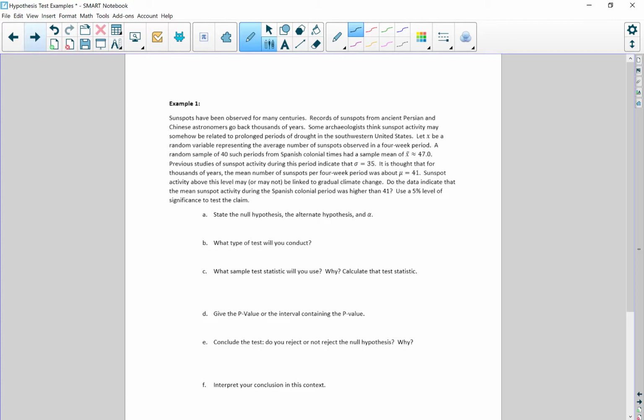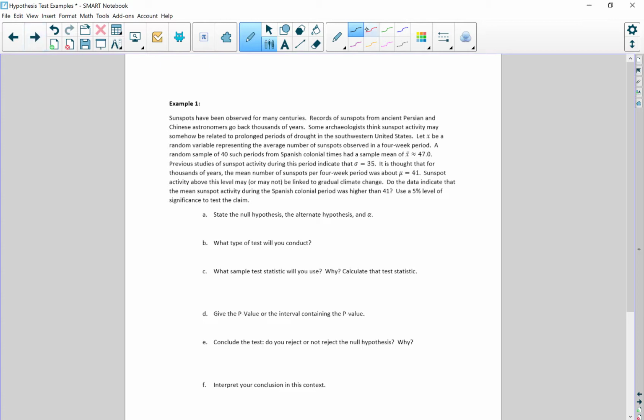So it's thought that for thousands of years, the mean number of sunspots per 4-week period was about mu equaling 41. So sunspot activity above this level may or may not be linked to gradual climate change. So does the data indicate that the mean sunspot activity during the Spanish colonial period was higher than 41? Use a 5% level of significance to test the claim.